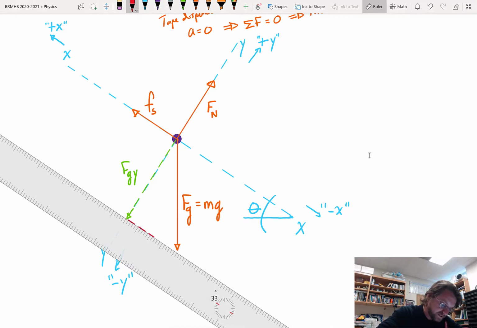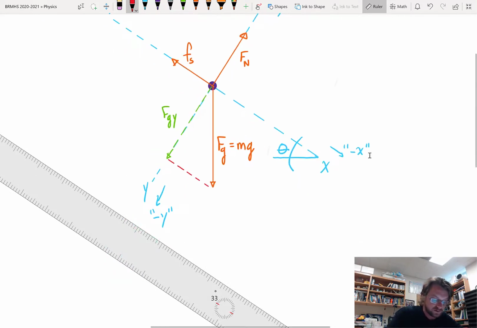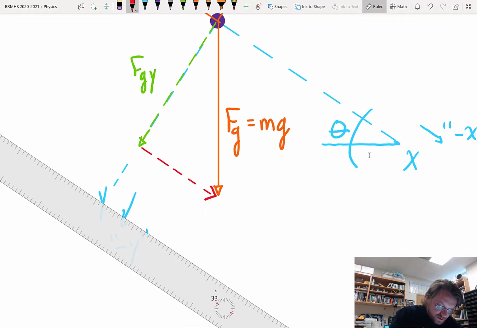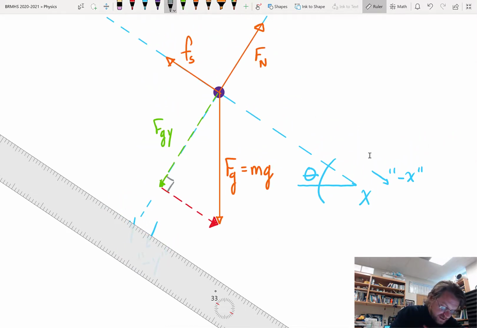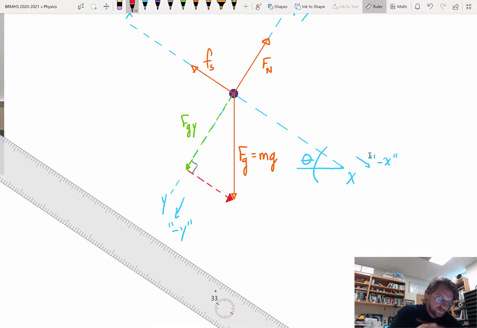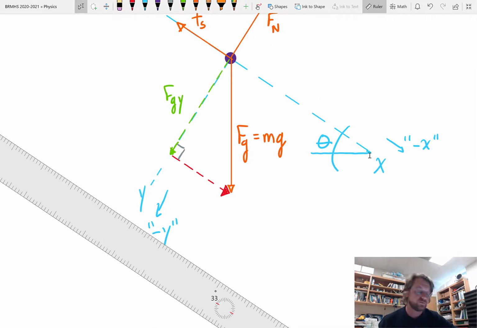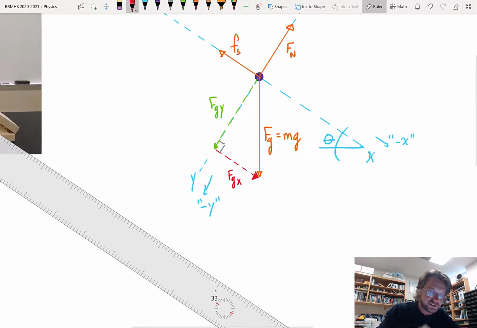All right, so again, I'm going to put it in dotted lines like I did with the projectiles, where we found the horizontal and vertical components of the launch velocity. This is the same thing. We end up with a right angle here, because one part of the orange Fg force vector is parallel to the y-axis. That's what's in green. And then the other one in red is the force of gravity in the x direction, which is pointing down along the incline in the negative x direction. And so I've labeled each of those pieces.